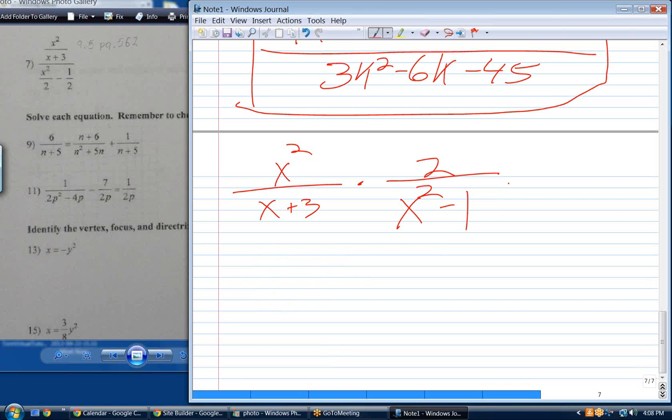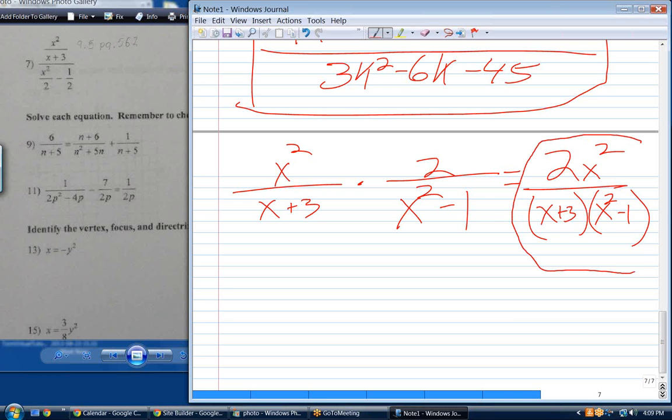Okay. Multiplying fractions is much easier than adding them. You multiply the numerators and you multiply the denominators. And again, there's no need to multiply that out. And also, I cannot simplify any further.